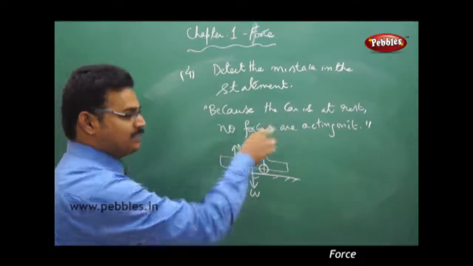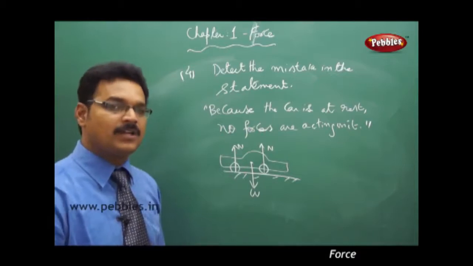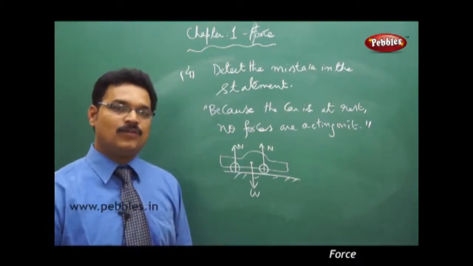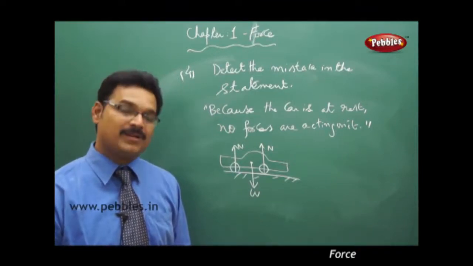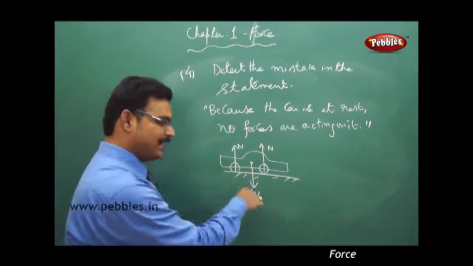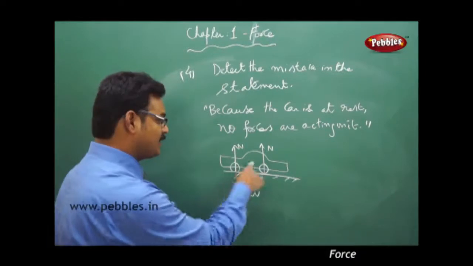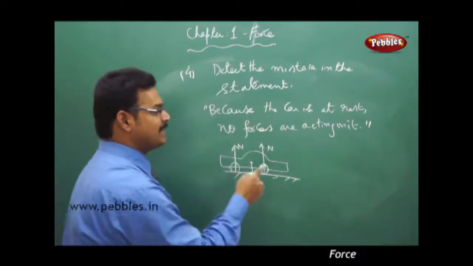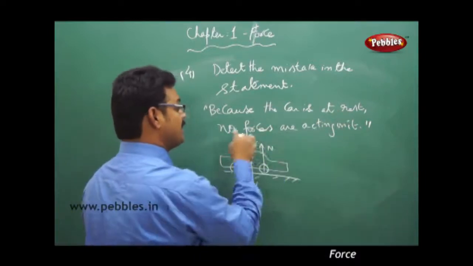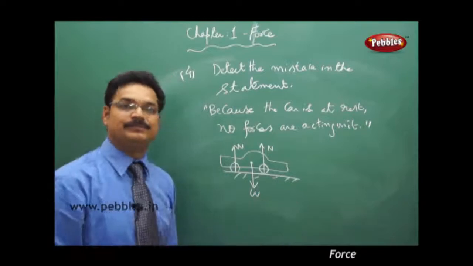Because the car is at rest, no forces are acting on it. Generally, car is at rest means, of course, the net force acting on the car is 0. But still, car has some forces experienced, like the weight of the car acting downwards, and the normal force acting upward. So the statement can be rewritten as: because the car is at rest, net force acting on it is 0. Next one.